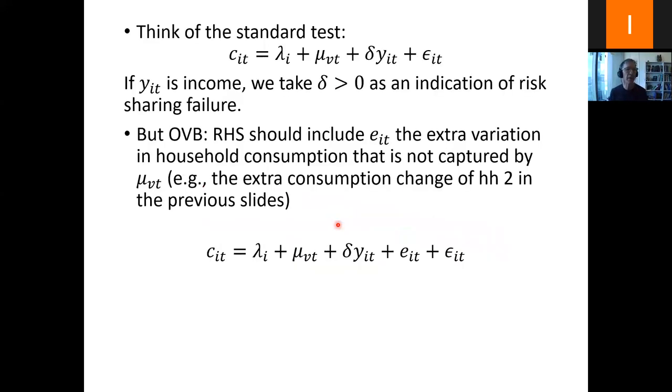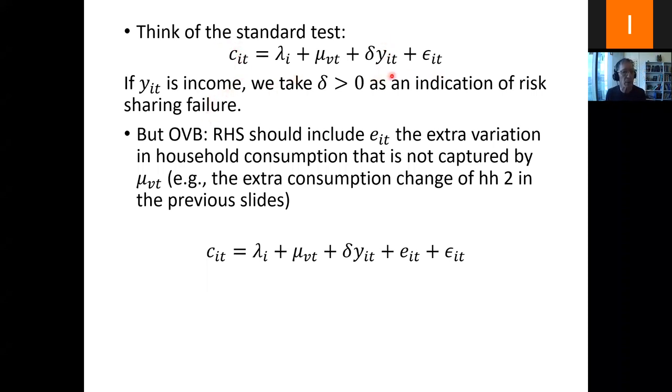To see that, think of the standard test. The standard test has got consumption of household i at time t on the left-hand side. On the right-hand side, it has a fixed effect for that individual's Pareto weight, another fixed effect for the village resources, okay, the marginal cost of resources in that state. And then your own income. And if y is your own income, we take delta being positive as an indication of risk sharing failure, right? You haven't fully insured your risk if, conditional on the amount of village resources, your own income is correlated with your consumption.